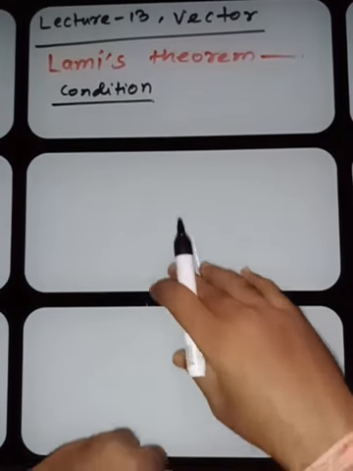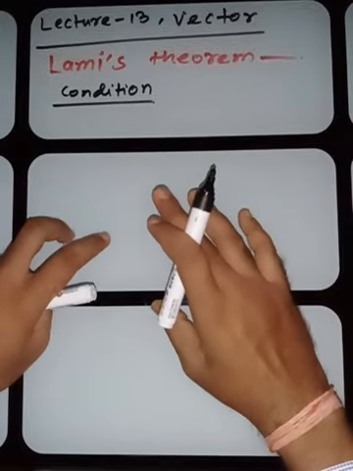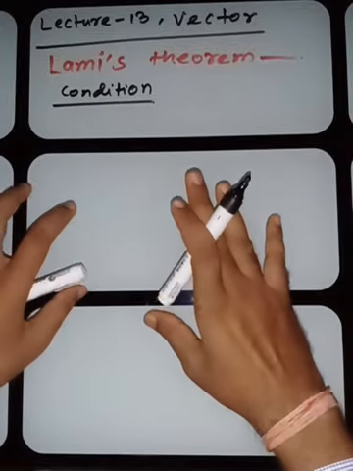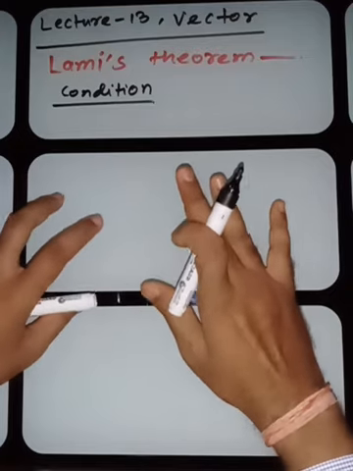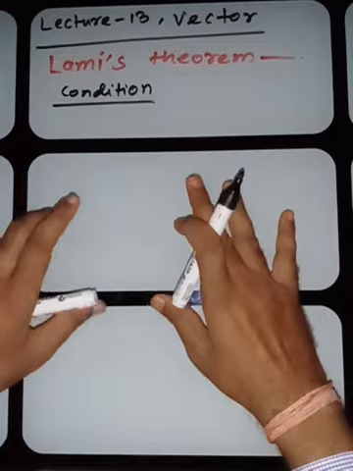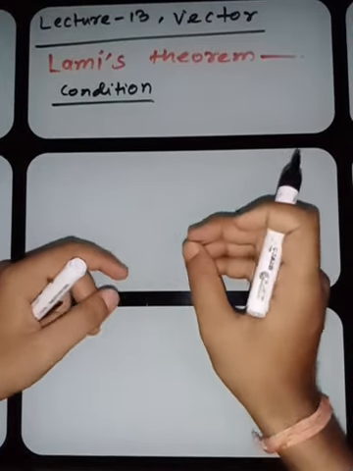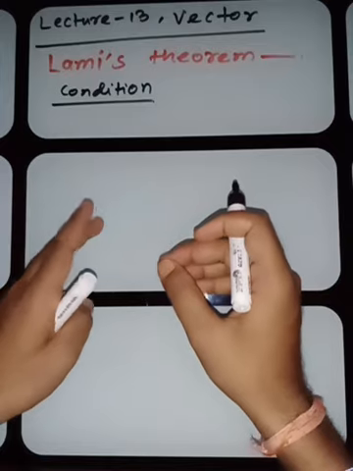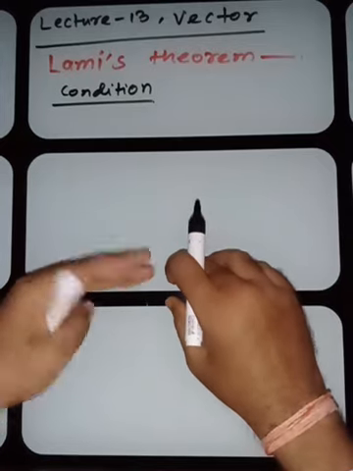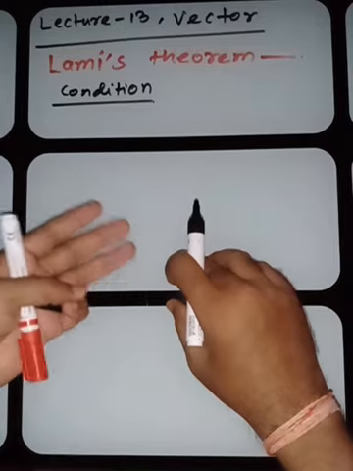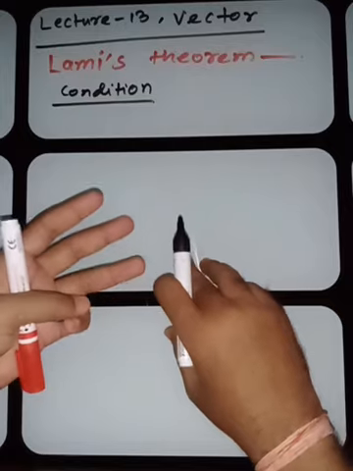Now, the next condition. Remember, three forces must act and the way of action should be same, that is either away or towards. All the forces should be in the same action. And remember, Lamy's theorem is applicable for only three forces. You cannot use more than three forces. You cannot use less than three forces. Three forces should be there to apply Lamy's theorem.